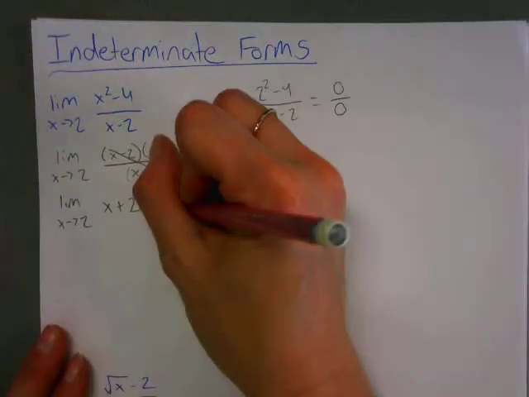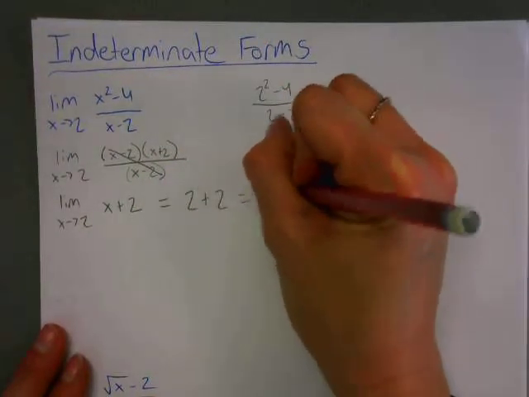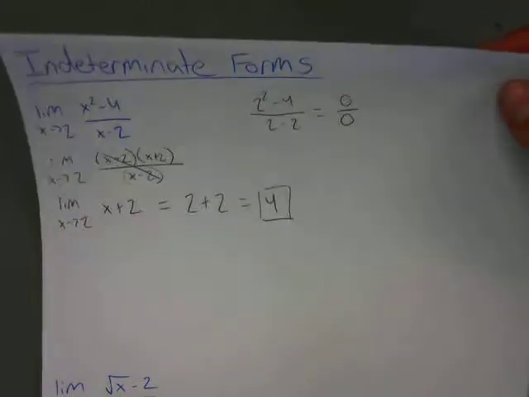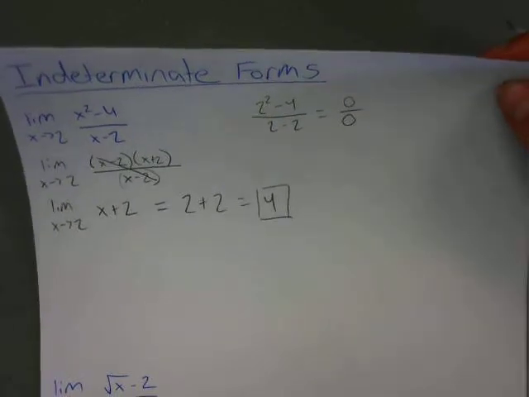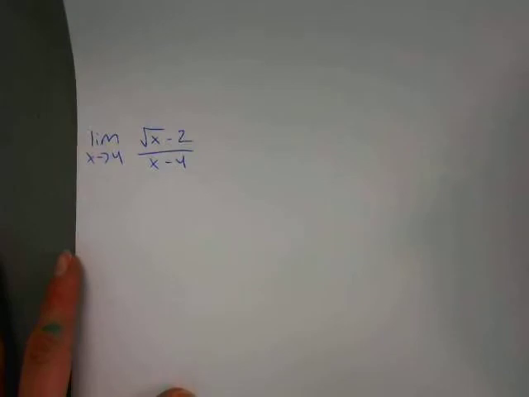And now we can do direct substitution and plug in 2, and we get 2 plus 2 equals 4. So the limit as x approaches 2 of this function would be 4. So anytime you get an indeterminate form, one of the first things that you can try is factoring to see if that helps cancel out a common factor, and then continue with direct substitution. Let's look at another case.